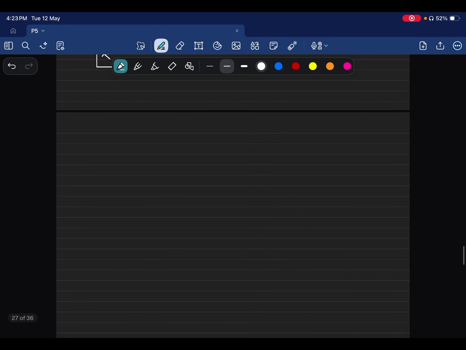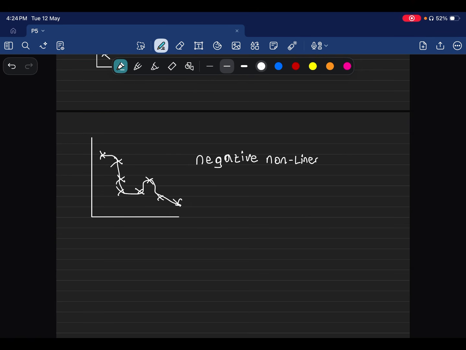What if we draw the opposite thing? So let's say we start right from the top and then we just have a random pattern, no set pattern like this. So generally we see it's decreasing. So it's a negative correlation and it's no longer a straight line. So negative non-linear correlation.